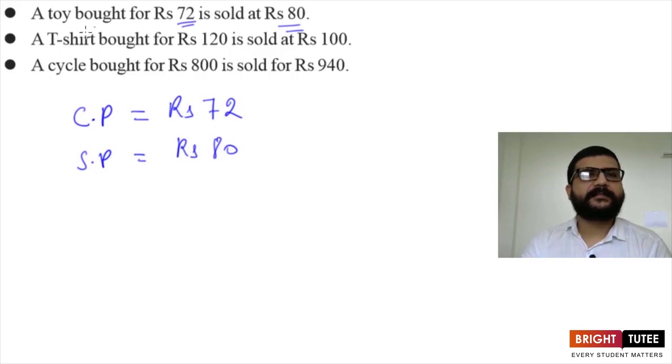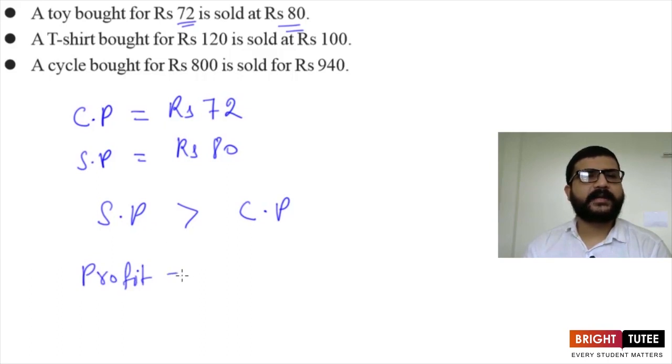As it is given in the question or in the statement itself, a toy was bought for rupees 72 and is sold at rupees 80. So the selling price is rupees 80 and cost price is rupees 72. Now what do you think about CP and SP here? Which one is greater among CP and SP? As we can see, rupees 80 is greater than rupees 72. So it means SP is greater than CP here. Now if SP is greater than CP, it means we made a profit here.